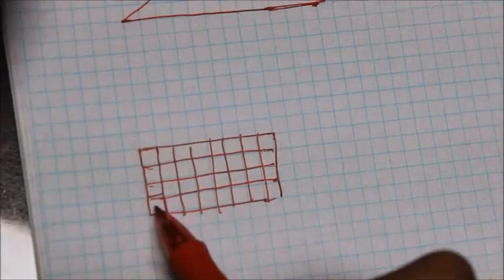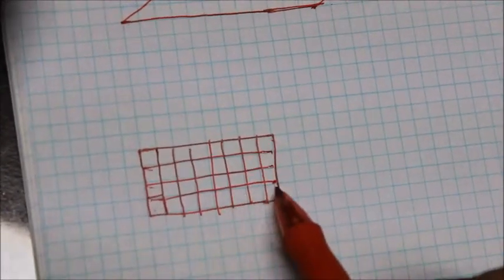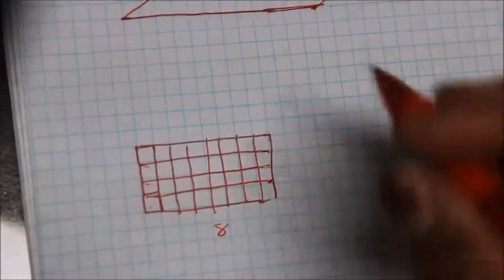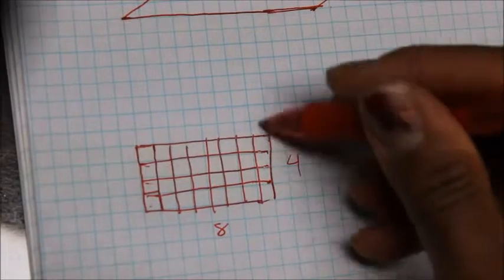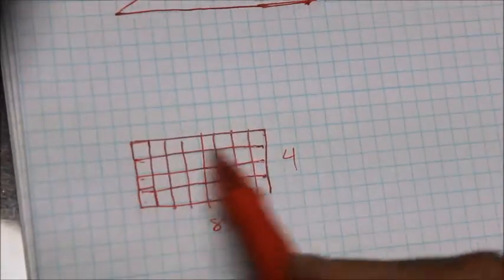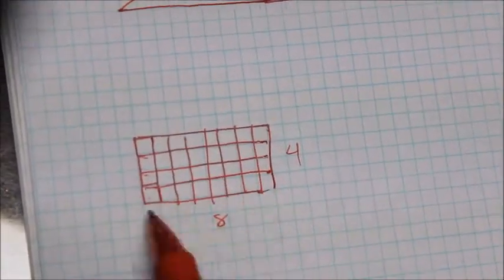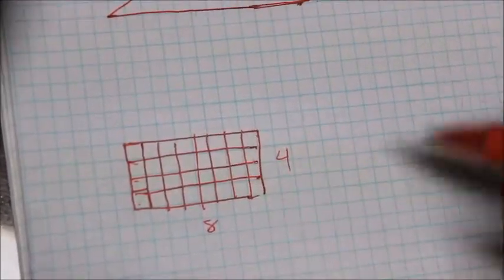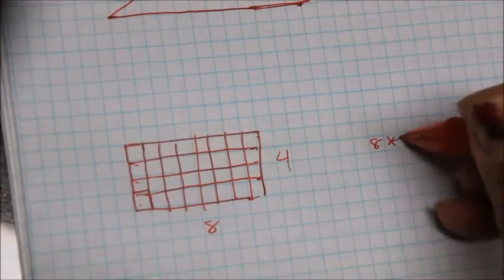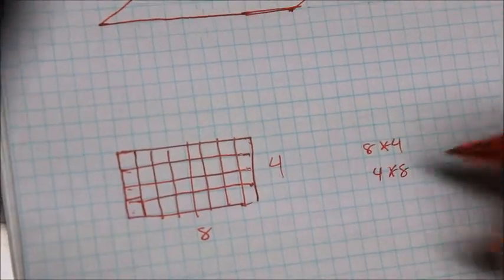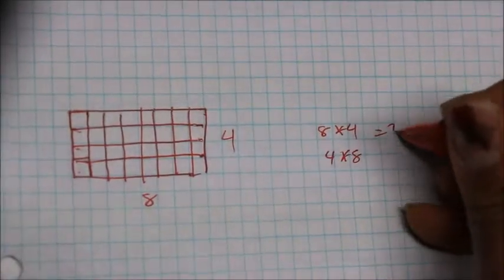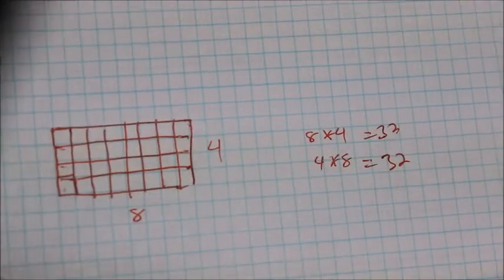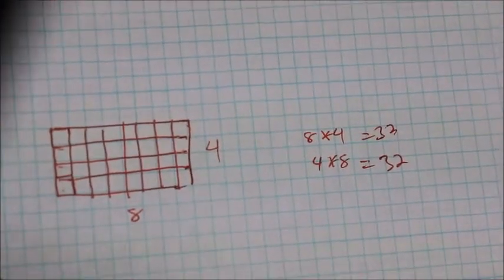Well, I can see there would be 1, 2, 3, 4, 5, 6, 7, 8 1 by 1s along this direction, and then I have 4 1 by 1s in this direction. So I could say I have 4 rows of 8, or 8 columns of 4. So the bottom line is I would end up with 4 times 8, or 8 times 4, 32 1 by 1 units.